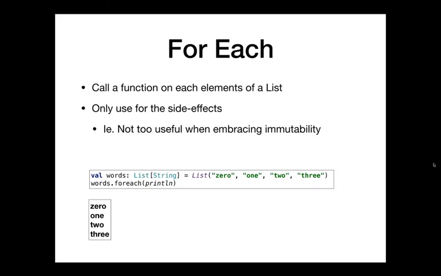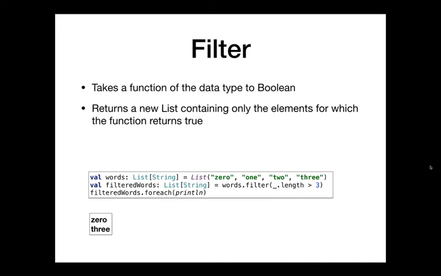So for each calls a function for each element of the data structure. Pretty straightforward for that one. Just getting used to the syntax is the big part there. All right, so let's see some more of these.